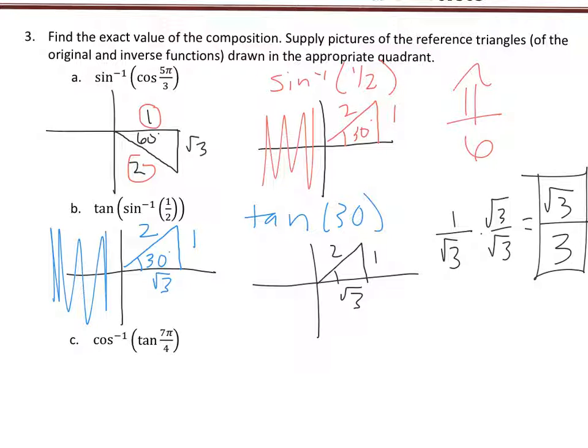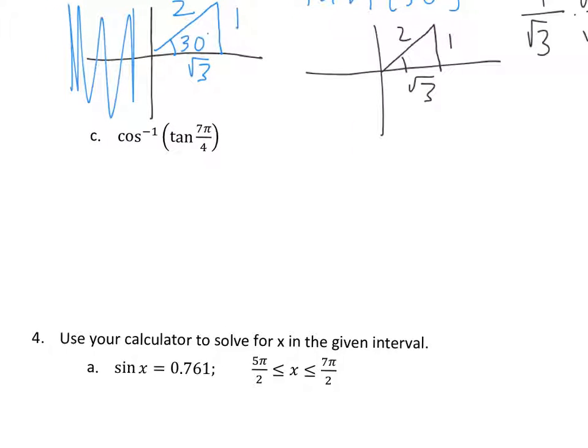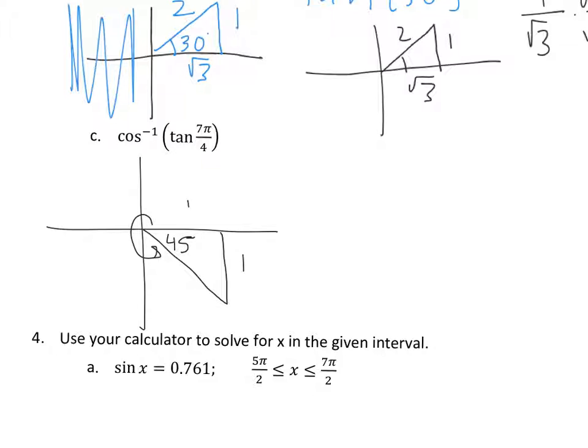And last but not least, for this section at least, there's a lot on this reteaching. Tan of 7 pi over 4. So that's going to be in my fourth quadrant right here, because this is 7 pi over 4. My reference angle is 45 degrees. So in a 45 degrees, it's 1, 1, and square root 2. This actually is going to be negative 1 because I went down 1. So again, tangent is my opposite over my adjacent. So this is the same thing as negative 1.